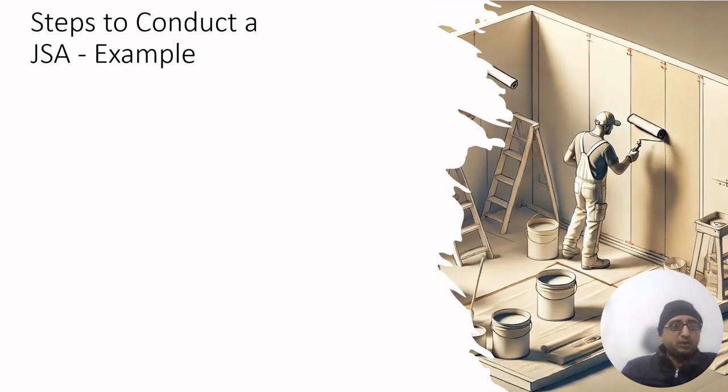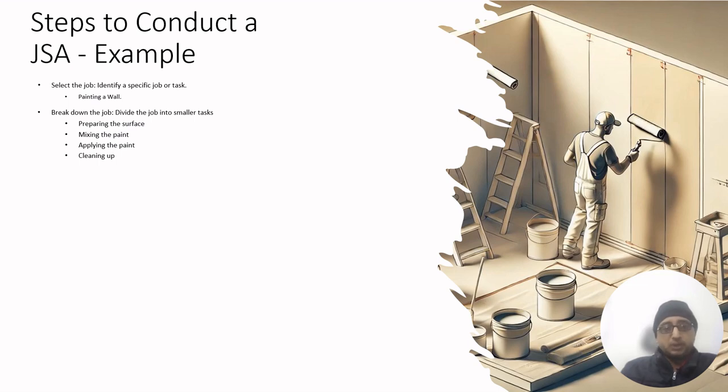Okay, now we have defined the JSA, now we understand it by example. Let's select the job: painting a wall. Break down the job. I have divided it into four steps: preparation of the surface, mixing of the paint, application of the paint, and cleaning it. Now, we have to identify all the potential hazards associated with each of the steps.